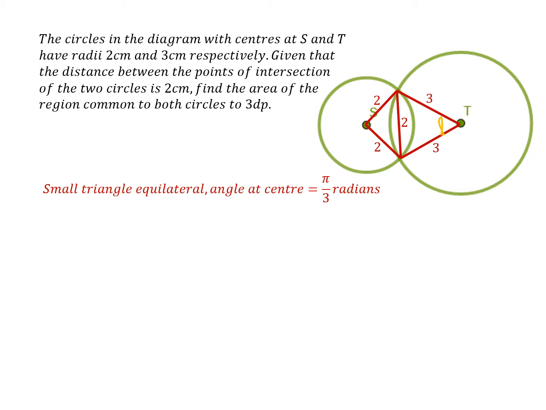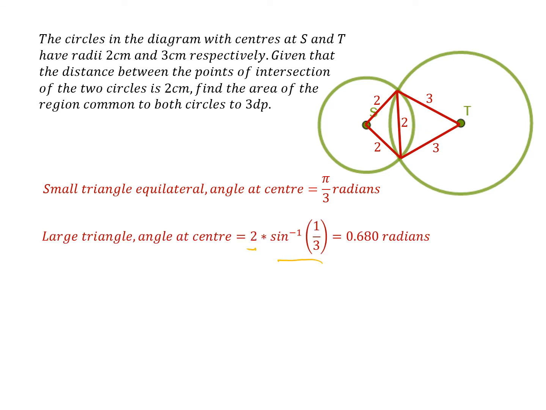Now we'd like to also find this angle here. So what I'm going to do is I'm going to split this larger triangle into two right-angled triangles. And I'm going to find this angle here and then multiply it by 2 to give me this angle here. So we've got 2 times the arc sine of 1 over 3, because that length is 1 and this is 3 here. So we've got both of the angles subtended by the triangles at the centres. And then we can work out the area of the large segment.